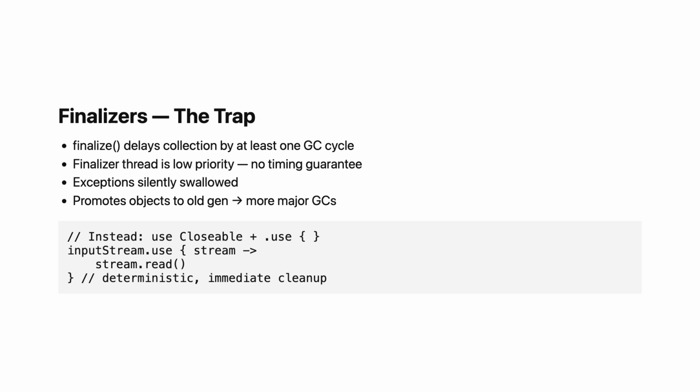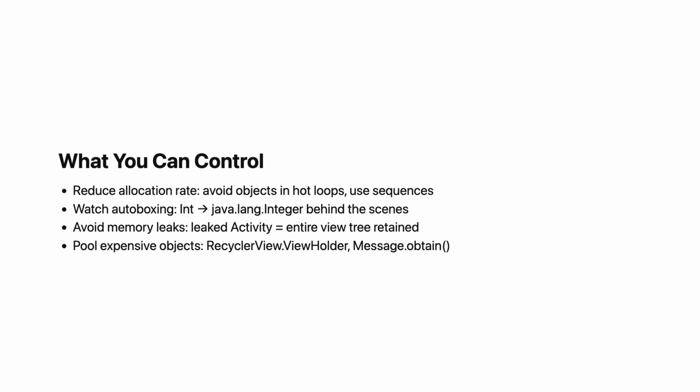Avoid creating objects in hot loops. Be careful with string concatenation in repeated code paths. Watch out for autoboxing, where Kotlin wraps your int into a java.lang.Integer behind the scenes. Use primitive arrays when you can. Avoid creating unnecessary intermediate collections. If you are calling map, then filter, then toList on a large collection, consider using sequences to avoid creating intermediate lists.